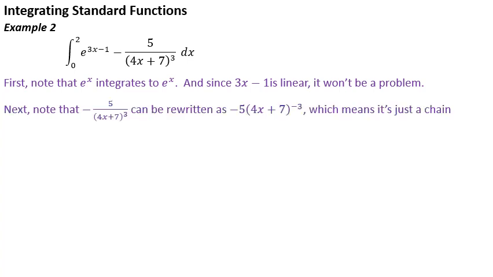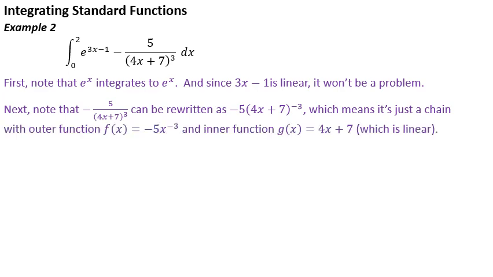For the next bit, it can be helpful to rewrite this in a more sensible index form so that you can identify it more easily. This is a chain with an outer function of minus 5 lots of something cubed to the minus 3. And the inner function is just linear. It's 4x add 7. So if you can integrate minus 5x to the minus 3, then you can integrate minus 5 lots of anything linear to the minus 3.